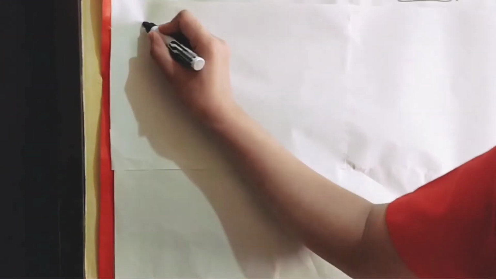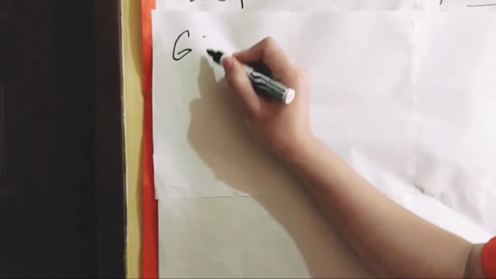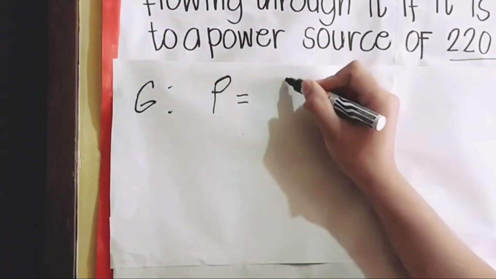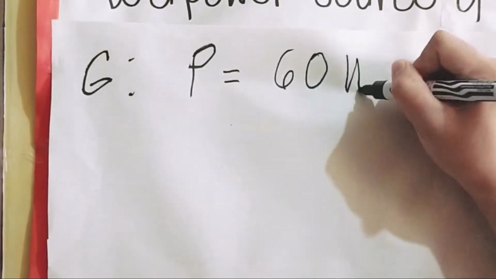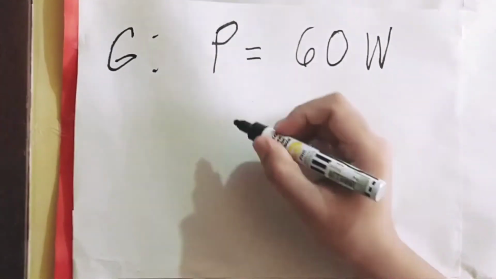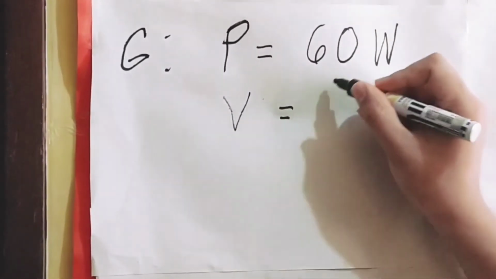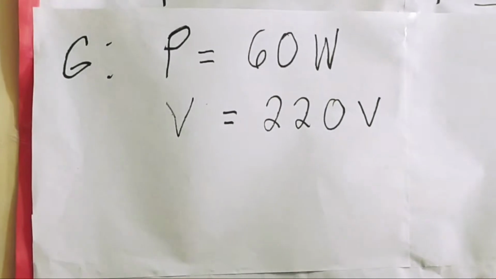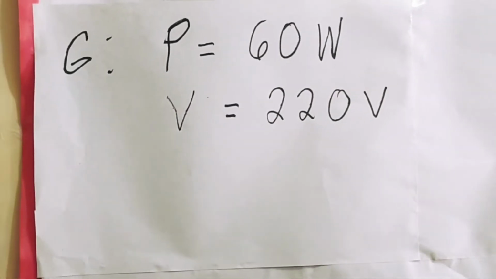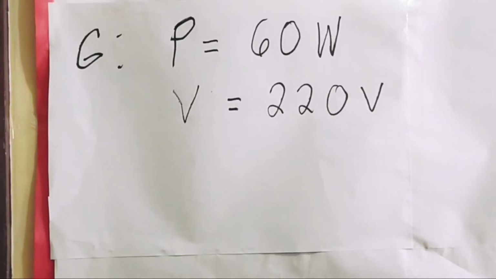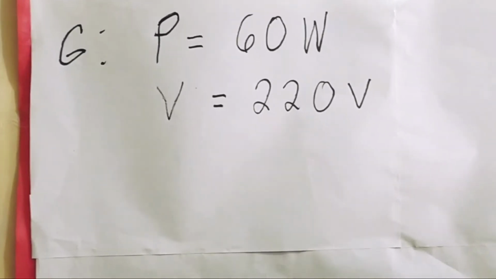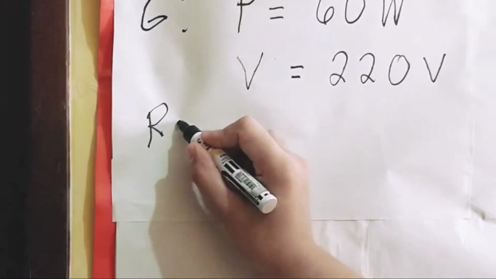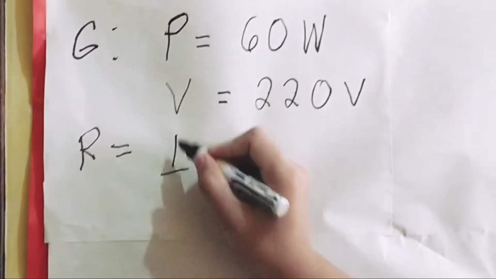So let's solve. Given: power is equal to 60 watts, and voltage is equal to 220 volts. Always remember that the standard voltage here in the Philippines is 220 volts. And then the required is current.